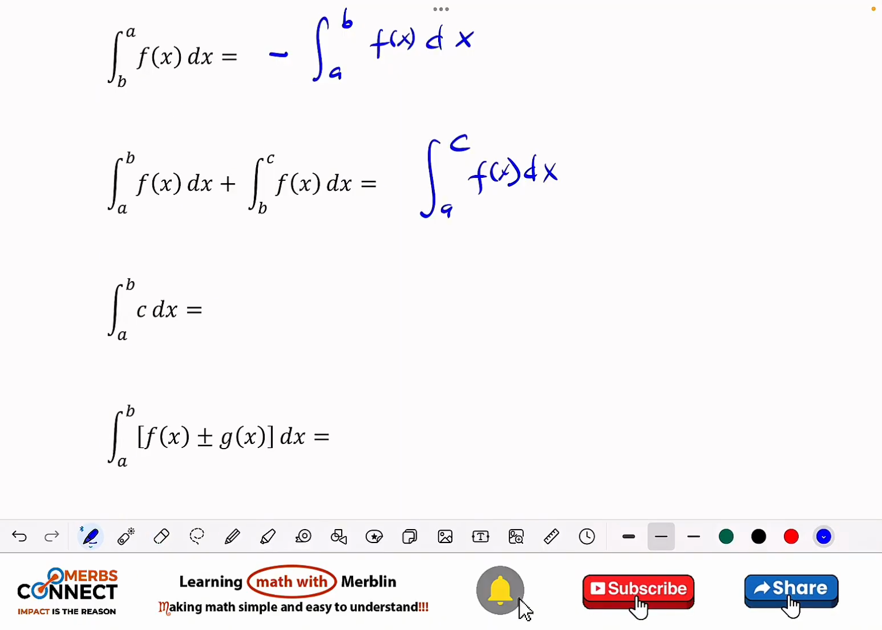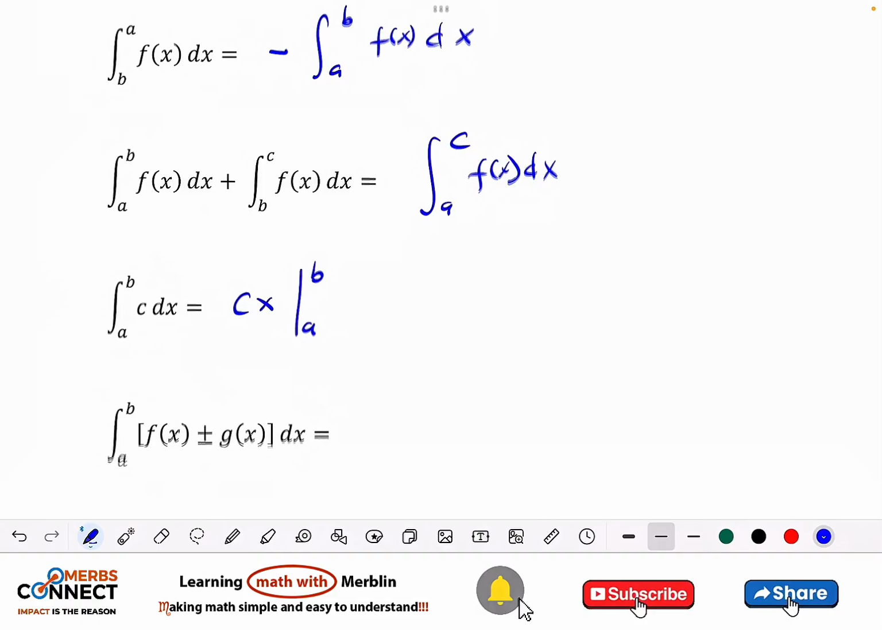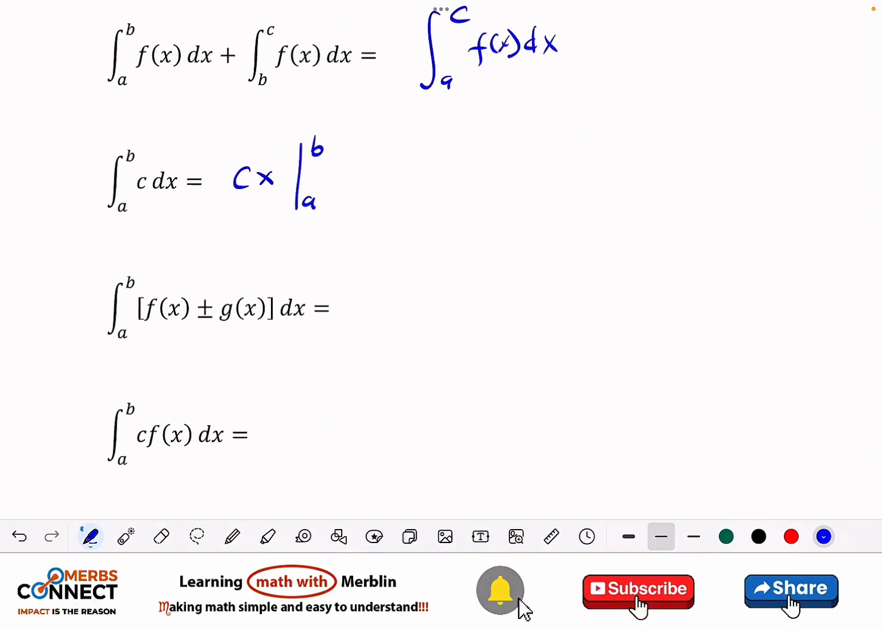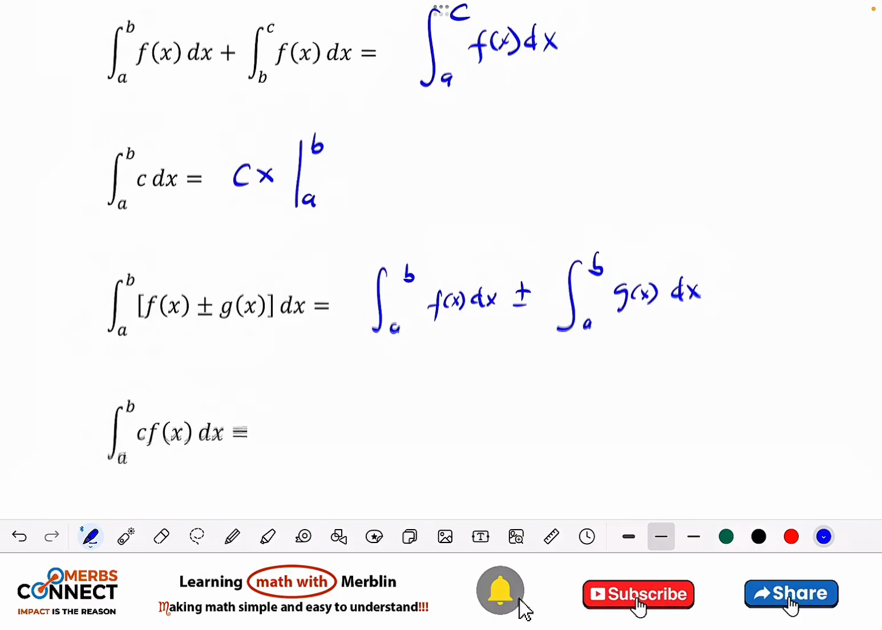Now this one too can be written as follows: I can just factor c out. When I'm integrating a constant, we know that you need to multiply it by x. But here you are not going to add a constant because we have the limits. So I can put a here and b here, something like this. This is what I'm going to have when I want to integrate this function. And the same thing for this one too: I can write it as the integral from a to b of f of x dx plus or minus the integral from a to b of g of x dx.